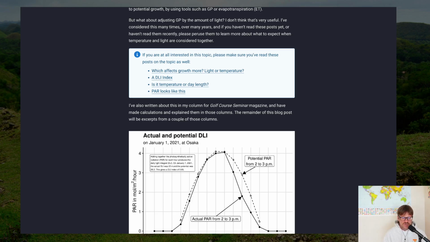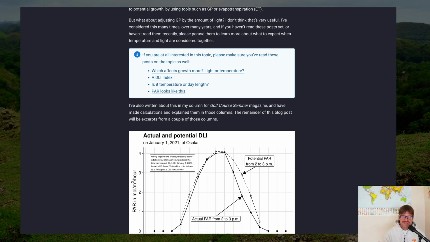The first one is, which affects growth more, light or temperature? That's about a spring. I spent about a month near Reykjavik in Iceland. And the temperatures were close to 0 Celsius. The growth potential was close to 0. The grass was completely dormant. The grass was not growing. I also brought a photosynthetic photon flux density meter with me, and I was making measurements almost every hour on sunny days to check how the photosynthetic light was changing through the day.